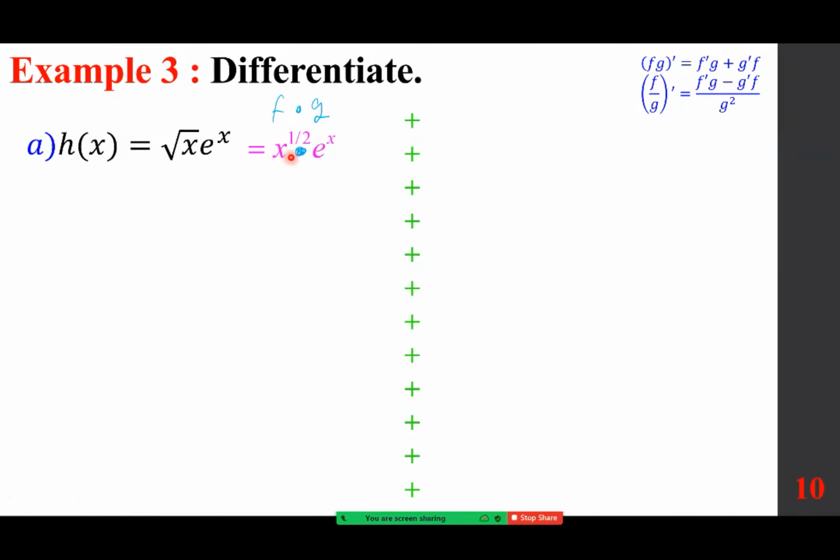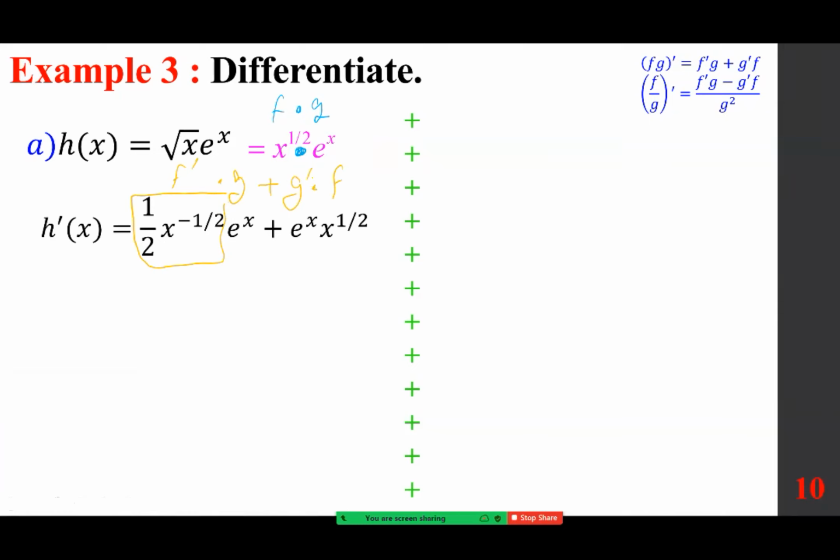So this gives you 1/2 x to the power of negative 1/2 times g, which is e to the power of x, plus g prime. The derivative of e to the power of x is itself, times x to the power of 1/2. So this is f prime g plus g prime f. And again, I put asterisk next to it. The calculus step is done.